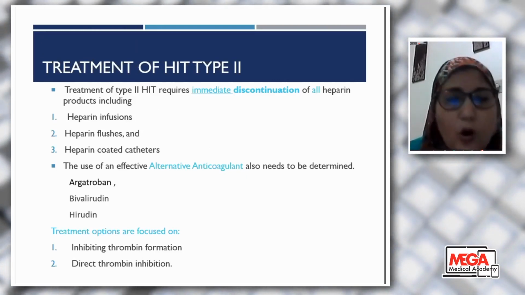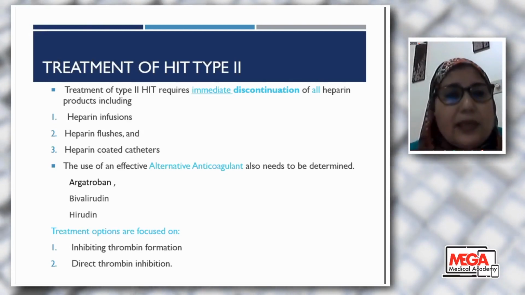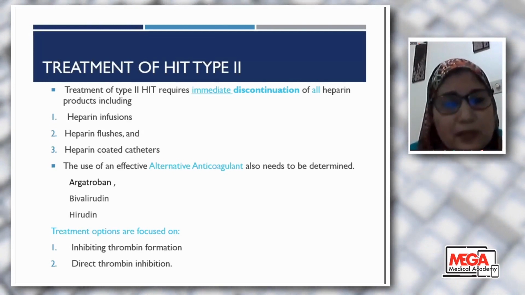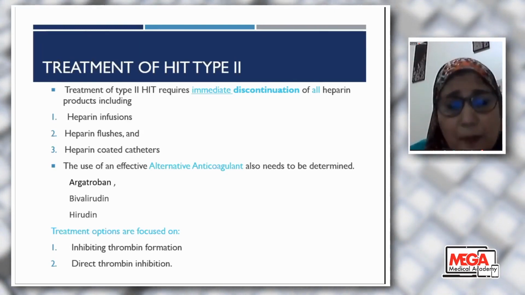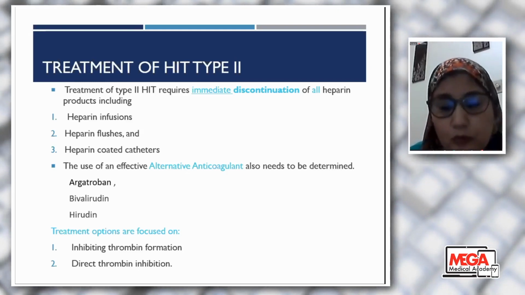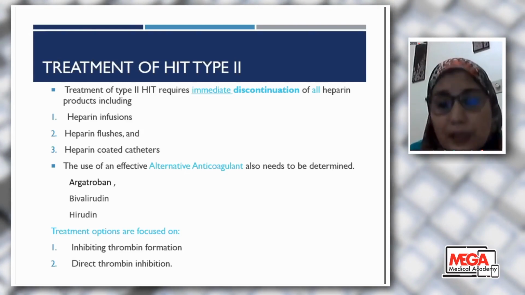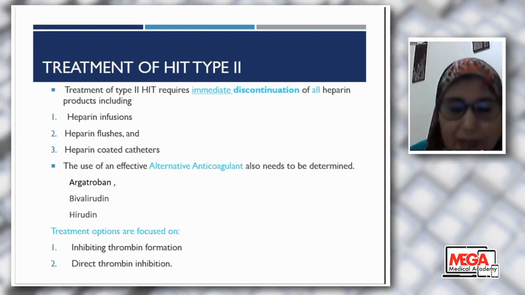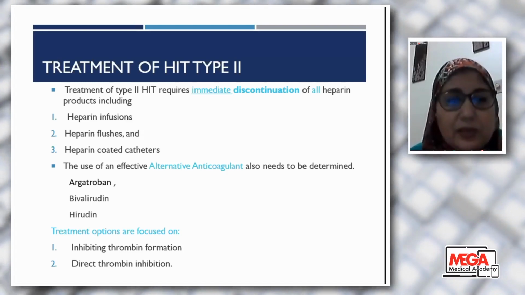We have to stop all types of heparin immediately, whether heparin given subcutaneous or heparin infusion or flush, or even heparin-coated catheter. It should be stopped immediately and withdrawn, because even the minimum concentration of the flush can cause a serious complication as it's an immune mediated reaction.